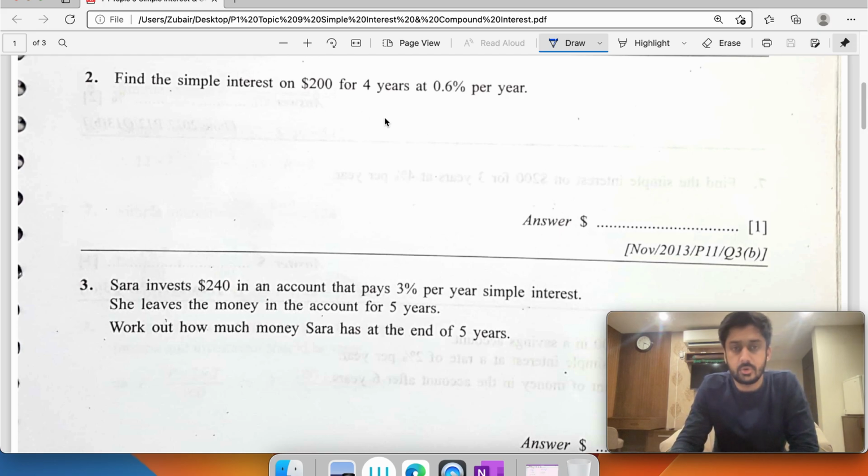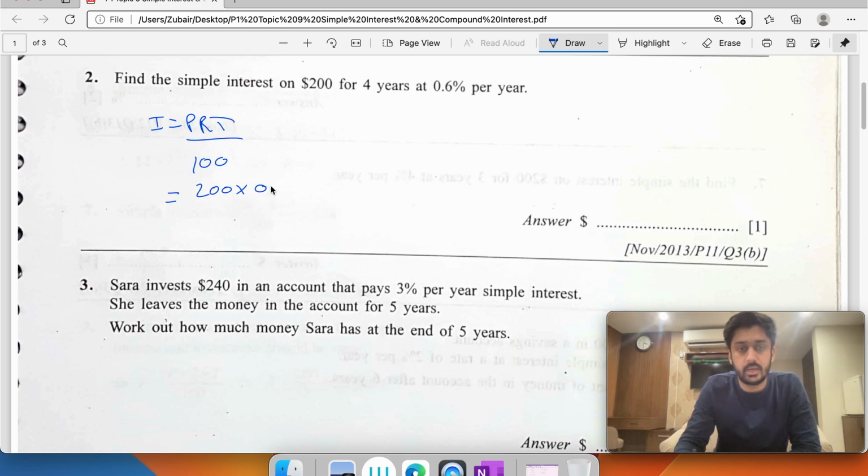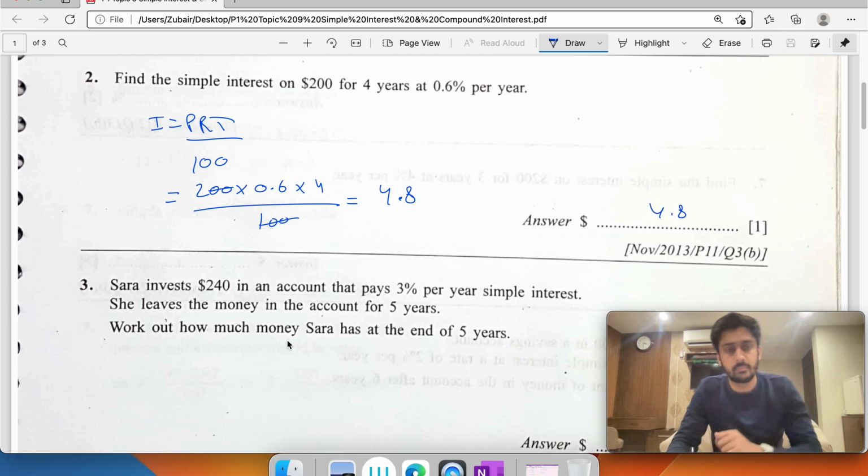Find the simple interest on 200 for 4 years at 0.6%. So I equals PRT by 100. Principal is 200. Rate is 0.6. Time is 4 years, by 100. Get rid of these zeros. 4 2 times 8, 8 6 times is 48. But we have a decimal, so 4.8.